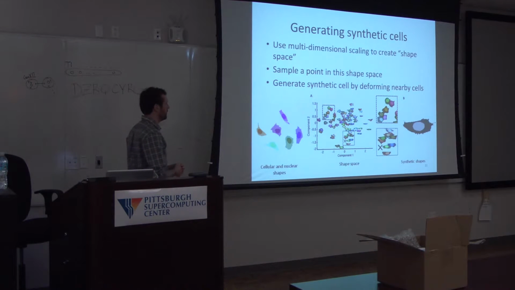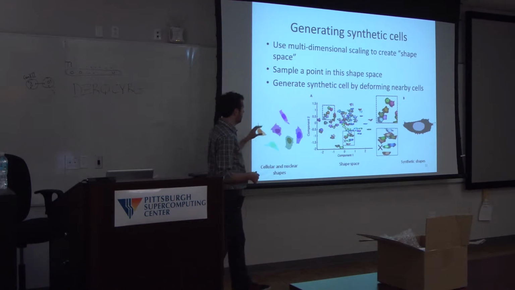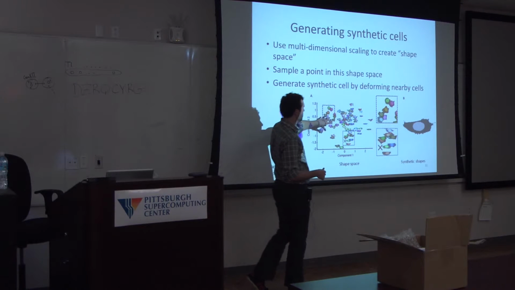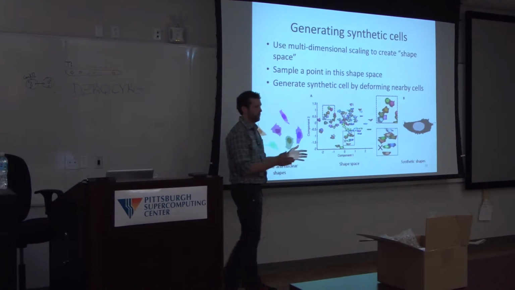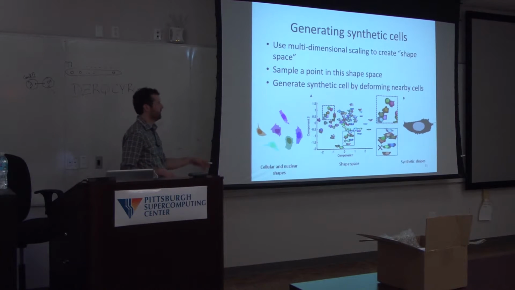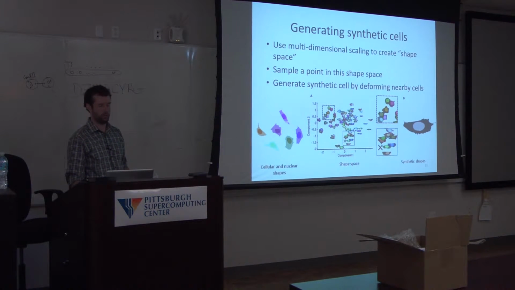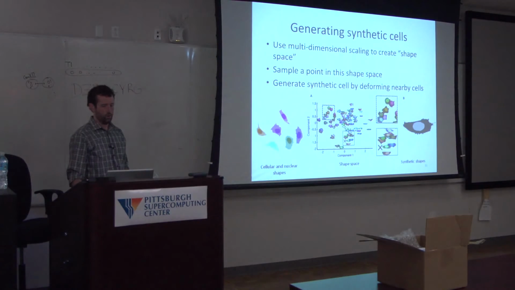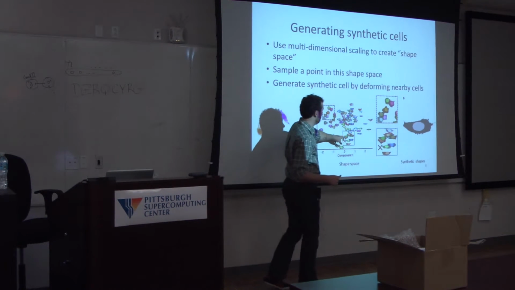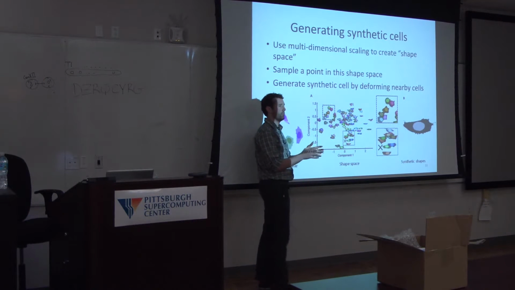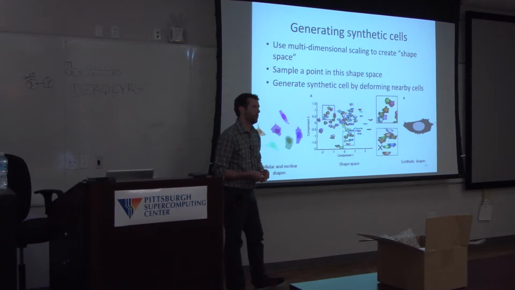So I'll just remind you how we build a shape space: we take cells and we register them in some way. Cells that are more similar are near each other in this shape space, in this non-parametric model of cell shape. And what that allows us to do is synthesize, like Bob said, by interpolation of nearby cells.